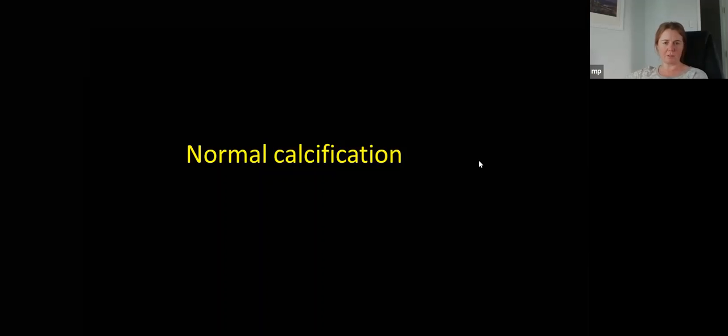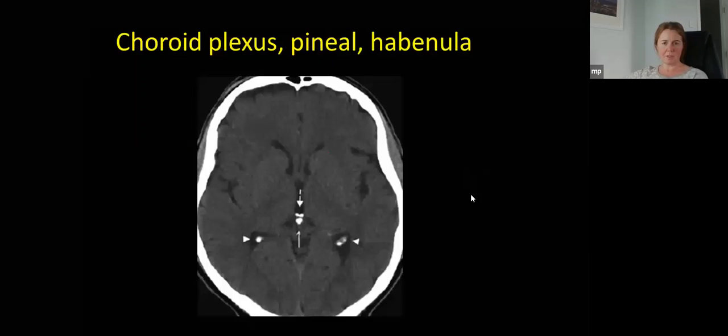There are quite a few things that can be calcified. So here's an axial non-contrast CT. So choroid plexus in the atria, the trigones of the lateral ventricles. The pineal gland at the back here, commonly calcified, and the habenula.